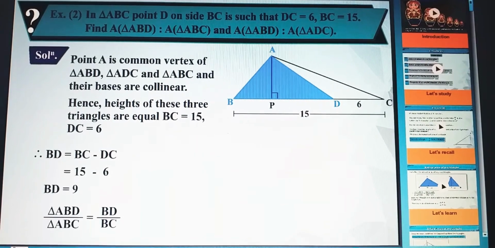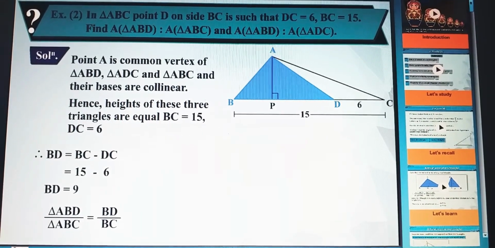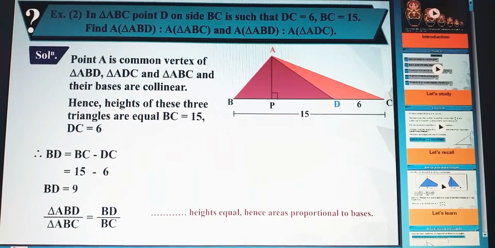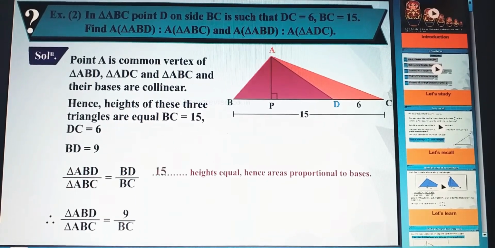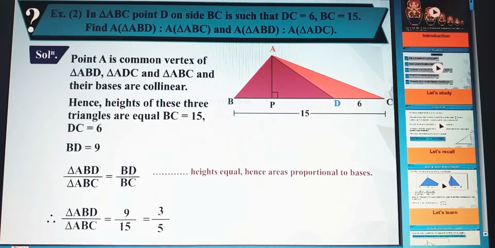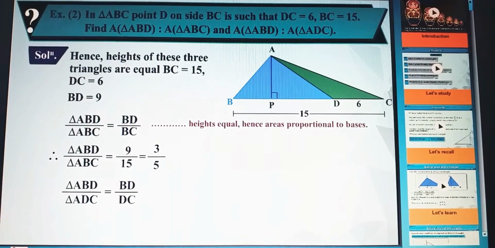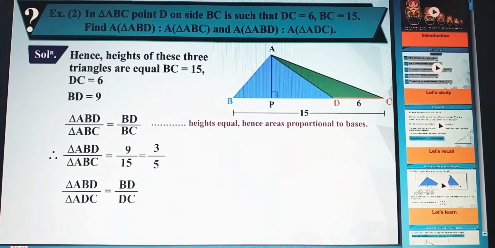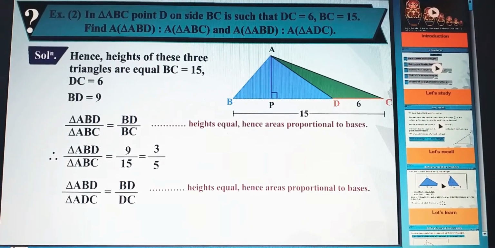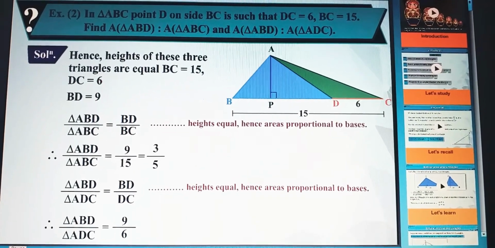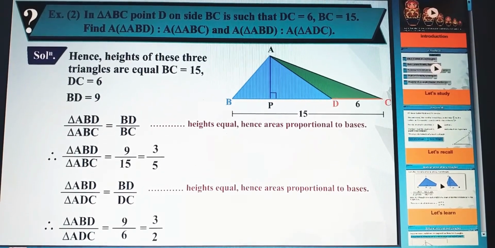Area of triangle ABD upon area of triangle ABC is equal to BD upon BC. Heights equal, hence areas proportional to bases, which is equal to 9 upon 15 is equal to 3 upon 5. Area of triangle ABD upon area of triangle ADC is equal to BD upon DC. Heights equal, hence areas proportional to bases, which is equal to 9 upon 6 is equal to 3 upon 2.